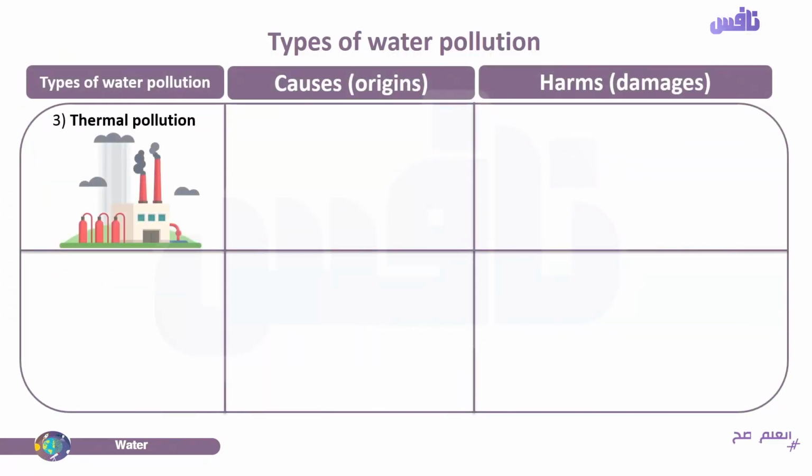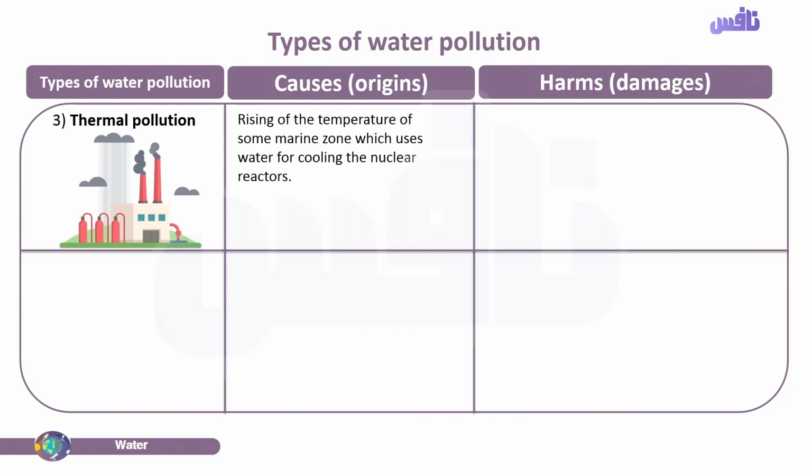Number 3, thermal pollution. The causing of thermal pollution: raising of the temperature of some marine zone, which uses the water for the cooling the nuclear reactor. المية الناتجة عن استخدامها في nuclear reactor بتتحط في أو بتترمي في المية عندي، فبترفع من درجة حرارة الواتر عندي، فبتسبب لي موت بعض الكائنات العايشة في المية.